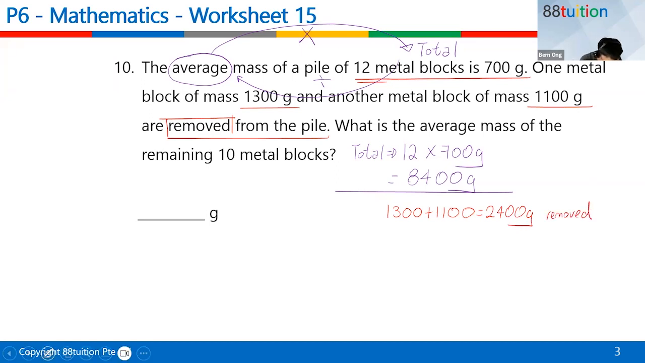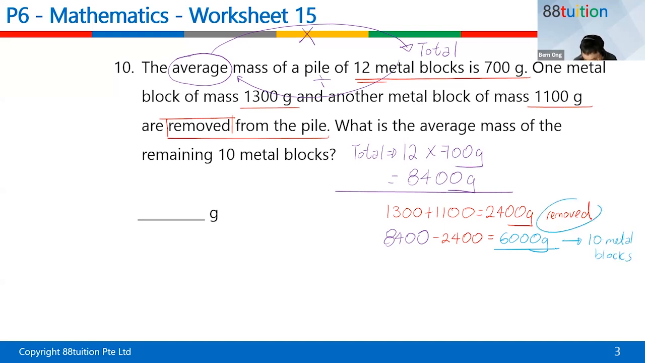Okay, so the total of 8,400, remove 2,400. Your answer will be 8 minus 2 is 6,000. These 6,000 grams represent how many blocks? It represents the 10 remaining metal blocks. Can you see or not? Sometimes I write out all this little information just to remind me what is happening. Average times number to get total. Total divide to get average. I write in all these little things.